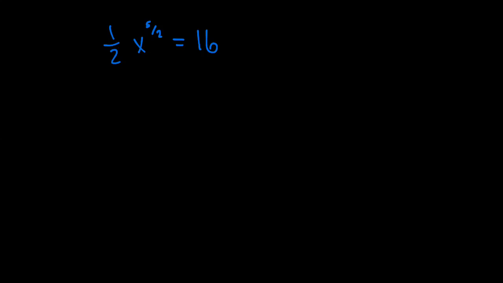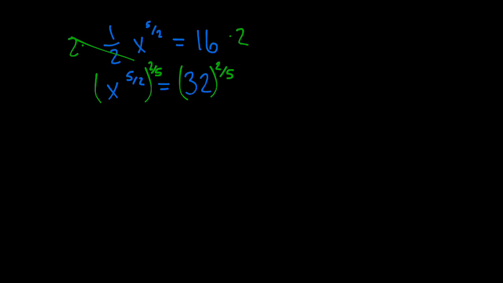In this next example, we have 1/2 x to the 5/2 equals 16. So to get rid of 1/2 times that x, we could either divide by 1/2 or multiply by 2. Right? Multiply by 2. So we have x to the 5/2 equals 32. To undo that 5/2 power, we're going to raise both sides to the 2/5. Because again, 5/2 times that 2/5 is going to give us x to the first. So then we just have to evaluate 32 to the 2/5.